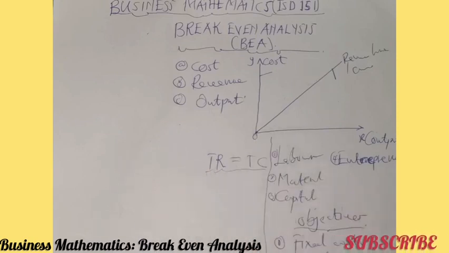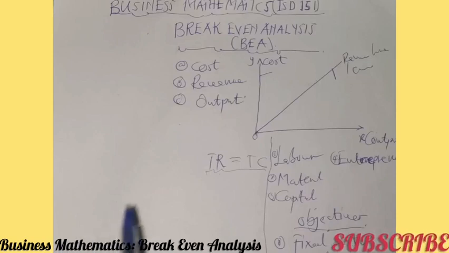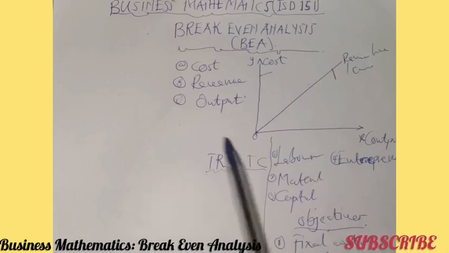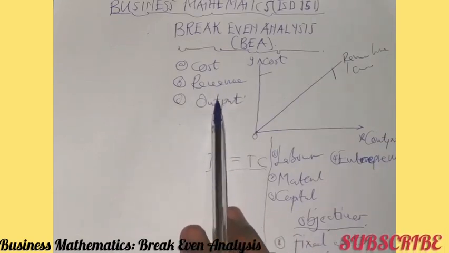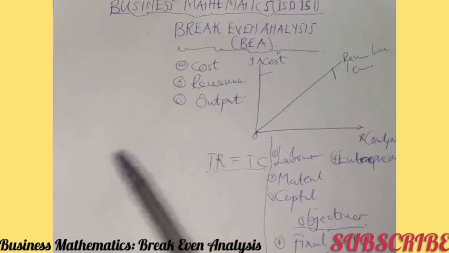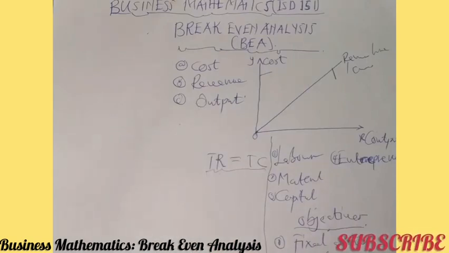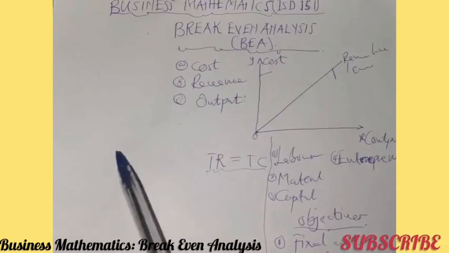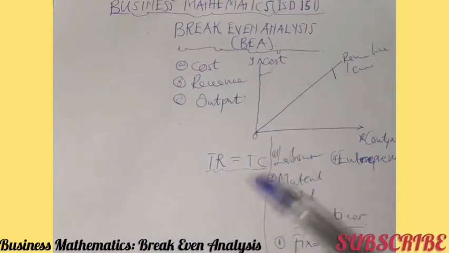So we are taking on break-even analysis. Before we continue, what is break-even analysis? Break-even analysis has to do with one of the marginal costing principles, which talks about the relationship between your cost, revenue, and output. It establishes the relationship between cost, revenue, and output through the marginal costing principle, and we'll be exposed to that principle as we move along. So we are going to talk about cost, revenue, and output.